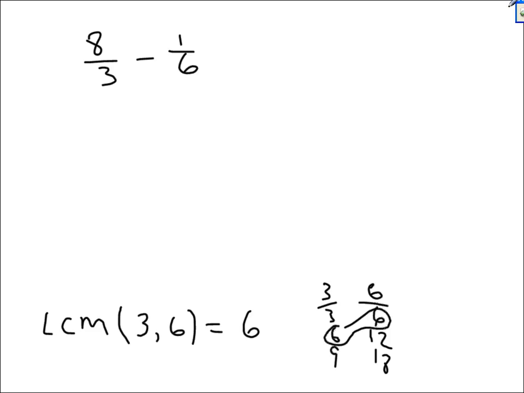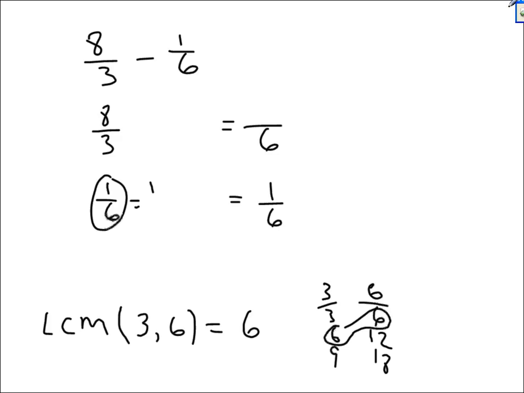I like to call it the first. It's also the least. I want to write 8 over 3 with the 6 on the bottom, and I want to write 1 over 6 with the 6 on the bottom. Well, 1 over 6 equals 1 over 6. If you want, you can say, well, I need to multiply 6 by 1 to get 6. So 1 over 1 will be the way I write my 1. And of course, 1 times 1 is still 1.